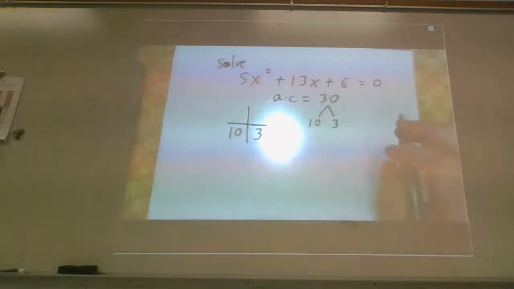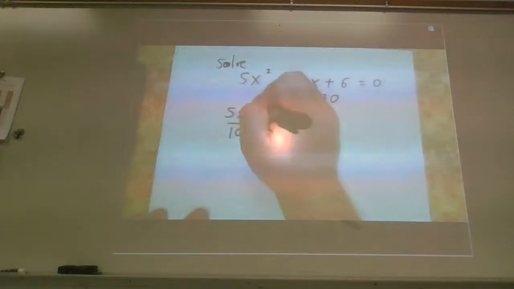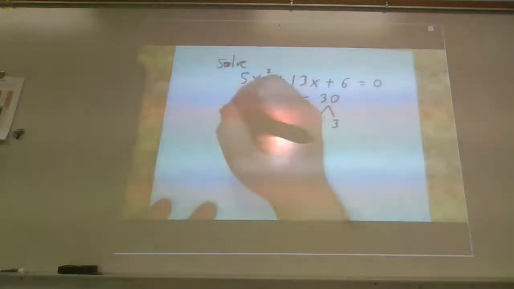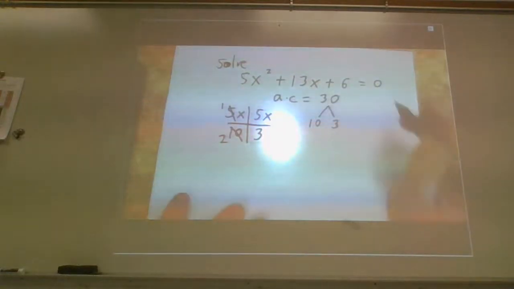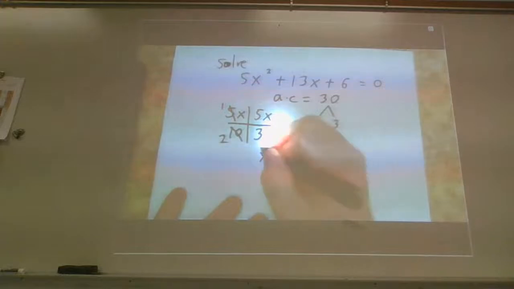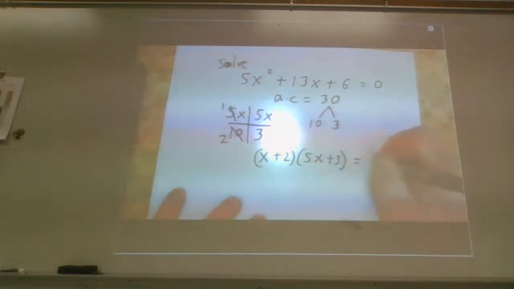Put those magic numbers in the bottom of the T-chart. As we discussed before, because it's a 5x squared, you're going to write it as 5x and 5x temporarily because you're going to have to simplify some junk in about a moment. 5 over 10 reduces to 1 over 2, and 5 over 3 reduces to 5 over 3. So you leave it. I can write my factors vertically here. It's a 1x plus 2. And vertically right here, it's a 5x plus 3.